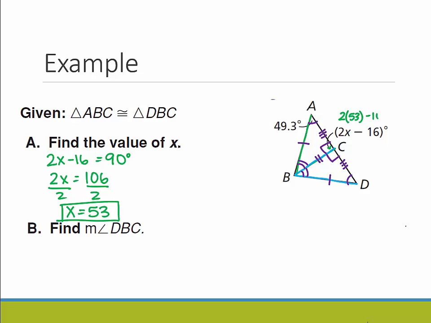And it doesn't ask us to plug it back in, but we could, and remember, we want this to equal 90 degrees. And 2 times 53 will give us that 106 that we just had, and then if you take away 16, you do get 90.